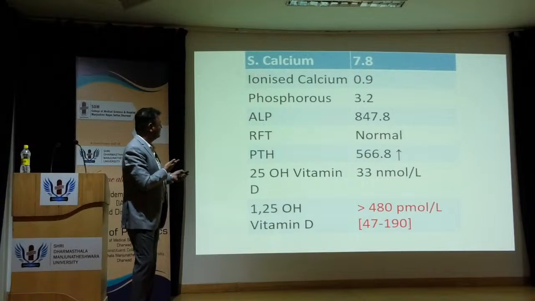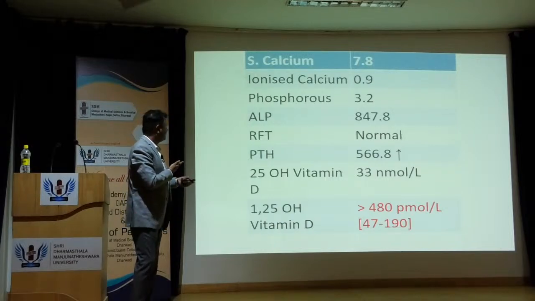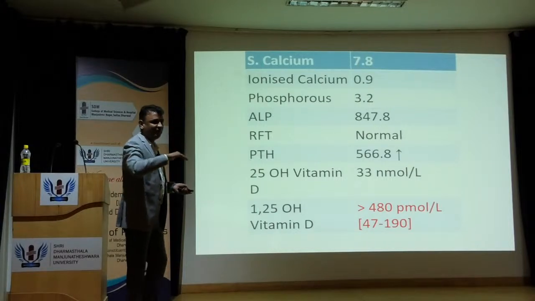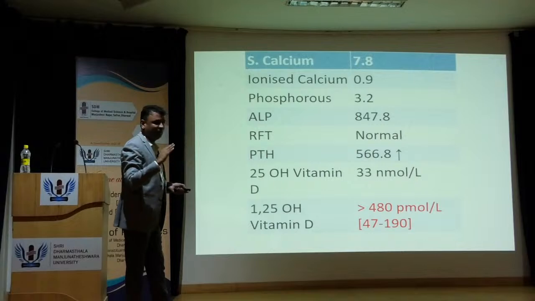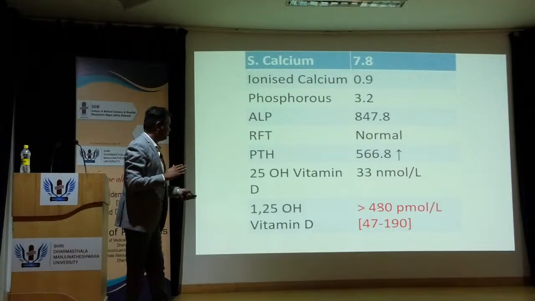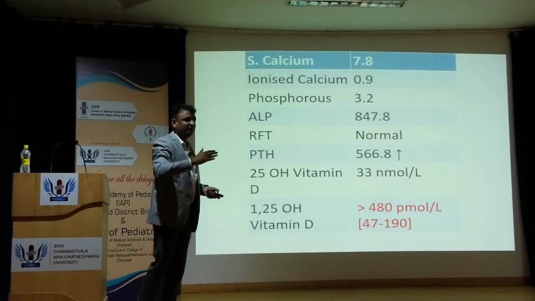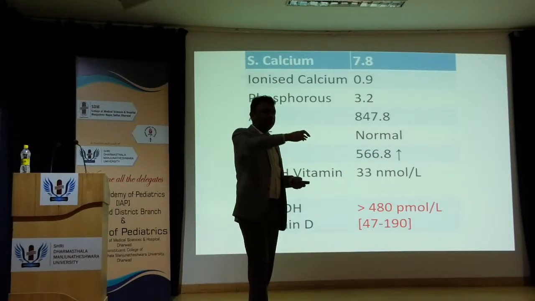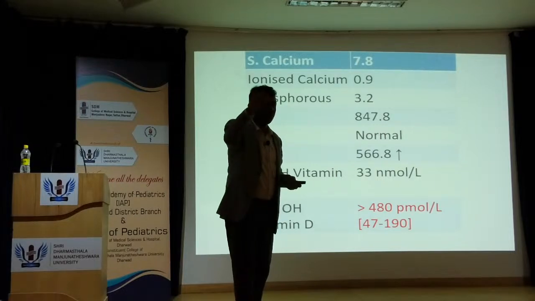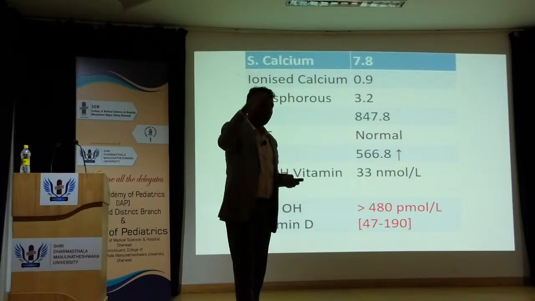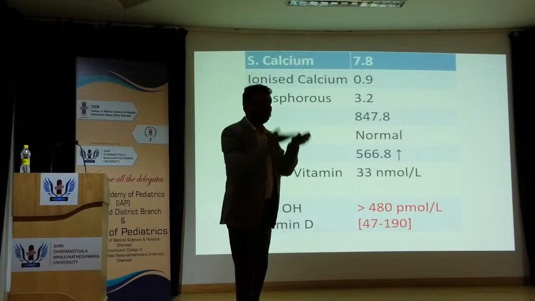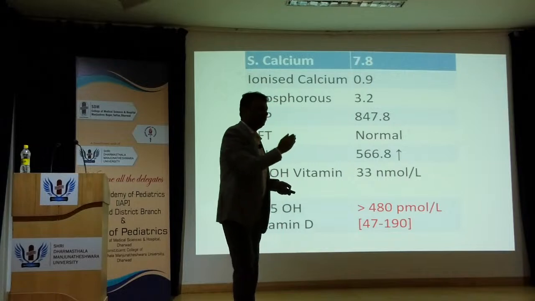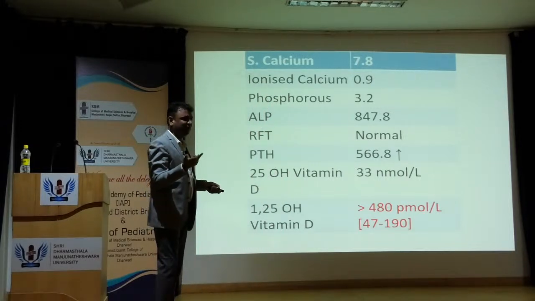What happens in type 2? Calcium is low, ALP is elevated, PTH is very high because of very severe hypocalcemia. 25 hydroxyvitamin D will be normal and 1,25 dihydroxyvitamin D is sky high. What is happening here? This 1,25 dihydroxyvitamin D, which is the active metabolite, is not able to act on the receptor. Okay, so there is resistance at the receptor. It is elevated, increasing and increasing, but still there is no response.